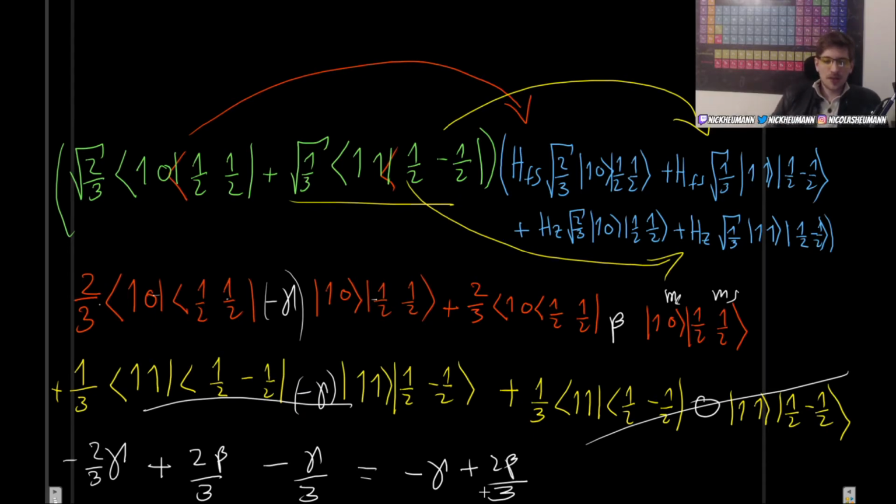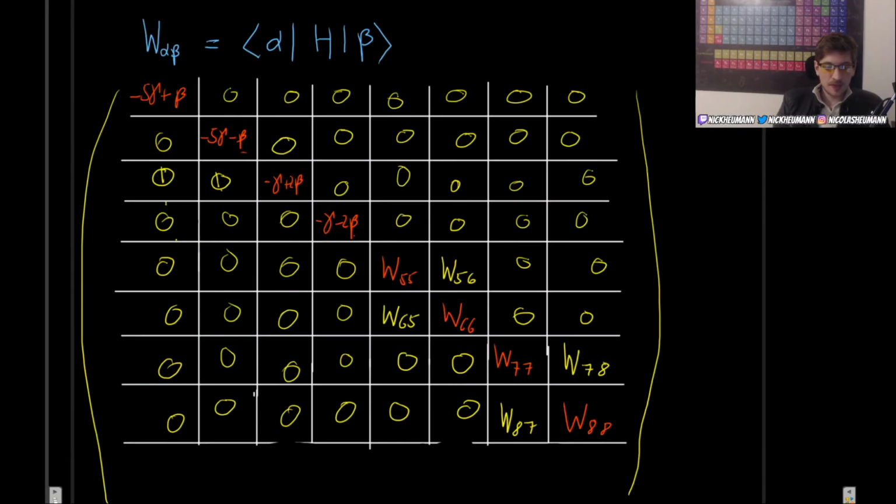All right, so you could have done a lot of this mentally, but I wanted to do this procedure once in an easy case, because we will now have to use it in the off-diagonal terms, and that can be a little bit more confusing, so I wanted us to be familiar with the process. All right, so let's plug this into the table. So minus gamma plus 2 beta over 3.